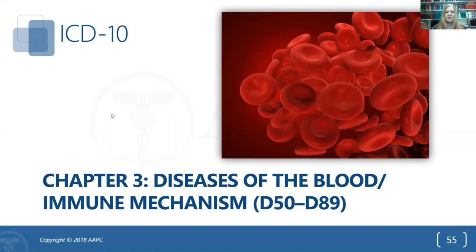Chapter 3 is diseases of the blood and immune mechanism. Their code range is D50 through D89. Currently, there are no chapter-specific guidelines for this section, but there is an excludes note that precludes codes from this chapter to indicate that certain disease processes or illnesses from other chapters can be coded if both conditions do exist.